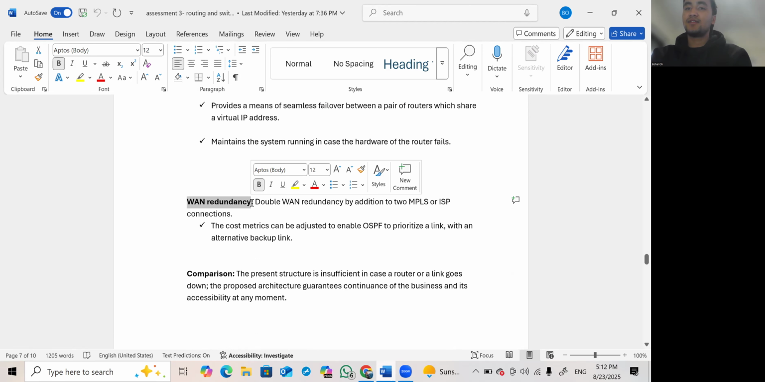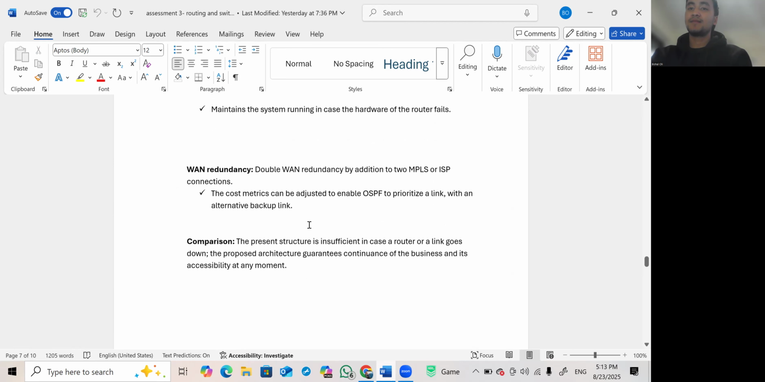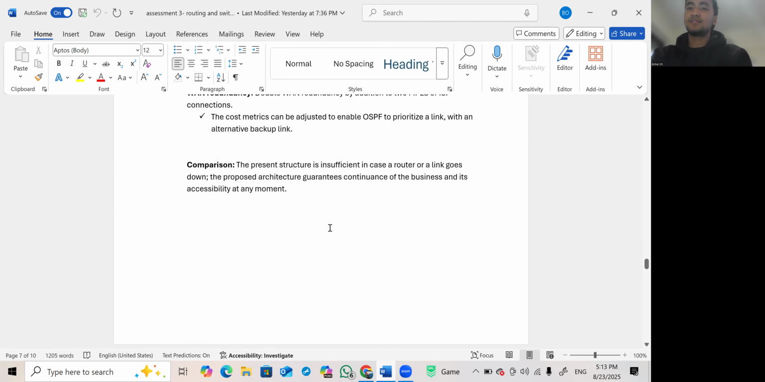The next is WAN redundancy, dual WAN redundancy by adding two MPLS or ISP connections. The cost metric can be adjusted to enable OSPF to prioritize one link with the alternative as a backup link. If you compare with the previous assignment, we hadn't introduced WAN redundancy in that network, meaning the previous structure is insufficient in case a router or link goes down. The proposed architecture guarantees business continuity and stability at any cost.